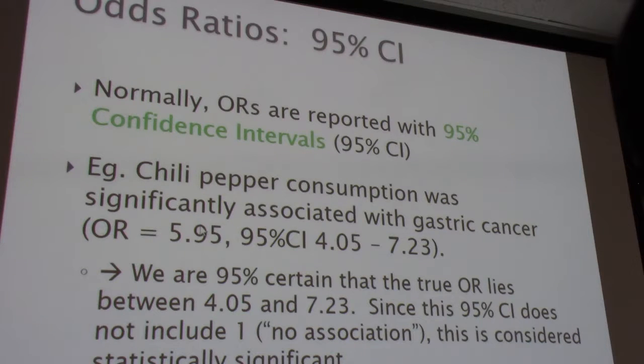If our odds ratio that we calculate, for example, is 5.95 and our confidence interval is 4.05 to 7.23, it means we're 95% confident that the true difference, because we're always just estimating, is in that range. And if that range does not cross 1, then it's statistically significant. So in this case, we're 95% certain that the odds of chili pepper consumption was between 4 and 7.23 times more likely in our cases, and our estimate is 5.95. So this is significant because it doesn't cross 1.